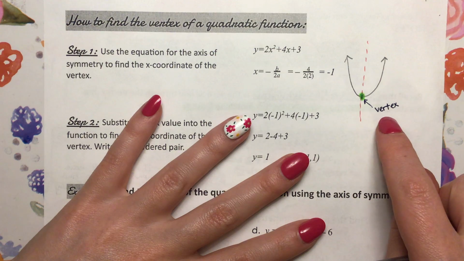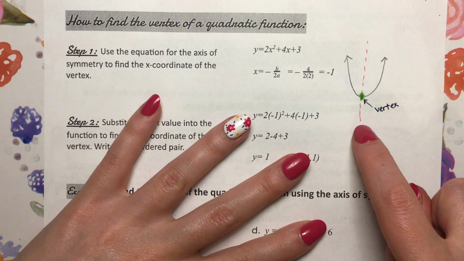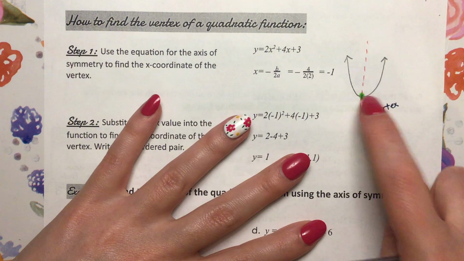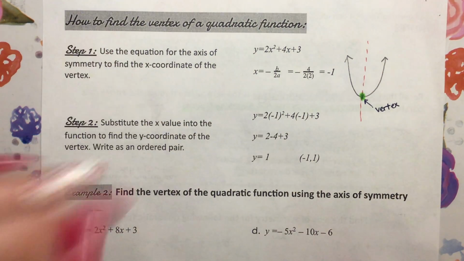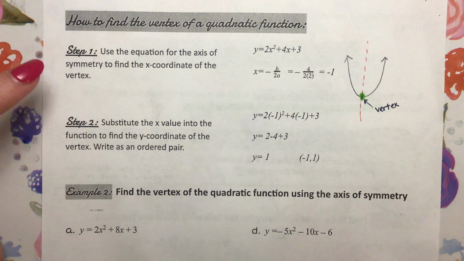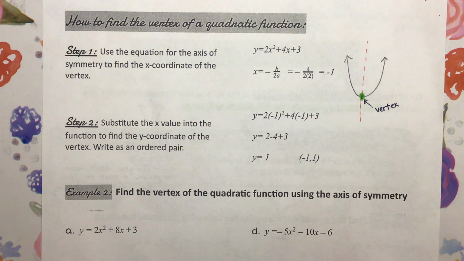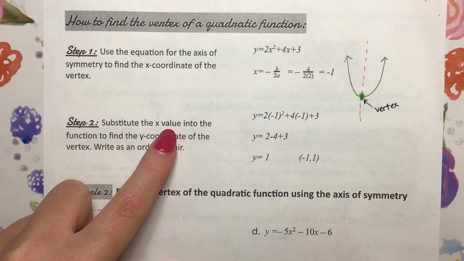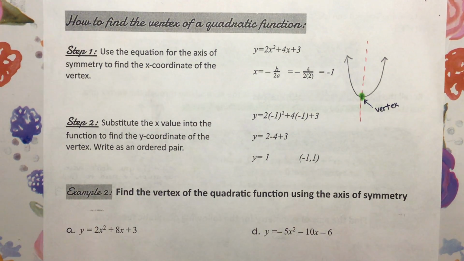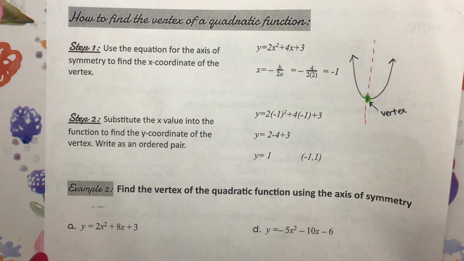So what we can do is use the axis of symmetry to help point us to where the vertex should be. So our step 1 is going to be to find the axis of symmetry. So we're going to use the equation for the axis of symmetry. Then you're going to substitute that value in and then write it as an ordered pair. You're going to see what I mean by that when we do a couple of these examples.